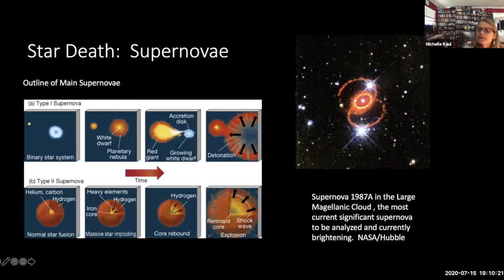So here's another famous supernova. This one's in your book. This is 1987A in the Large Magellanic Cloud, which is of interest for people to look at. We're still studying this. It looks like it's being energized a little bit. We can see the gases lighting up.